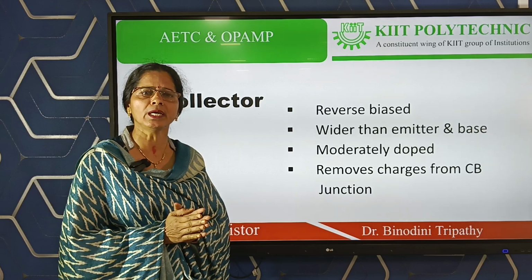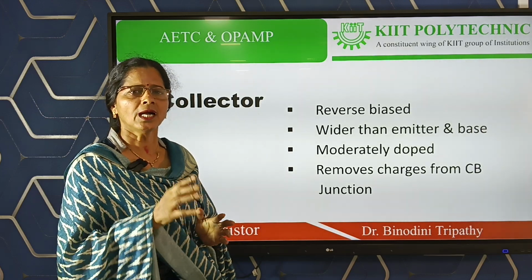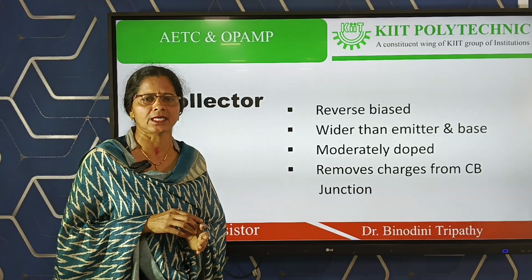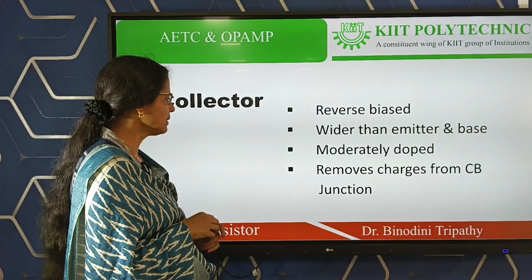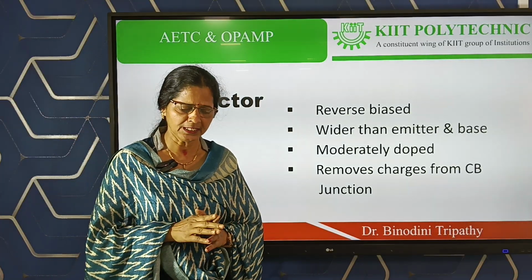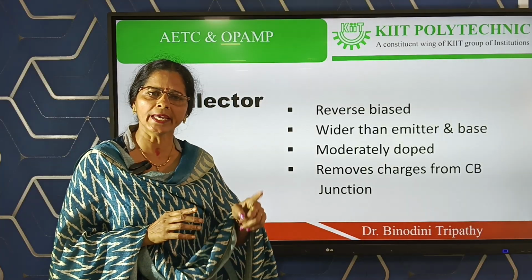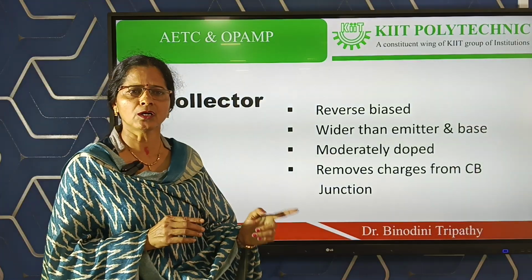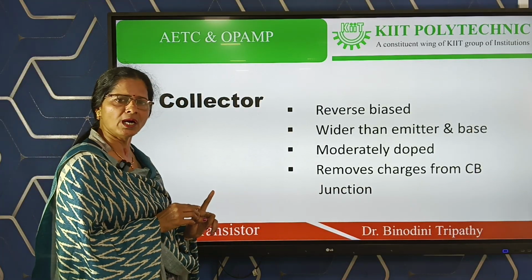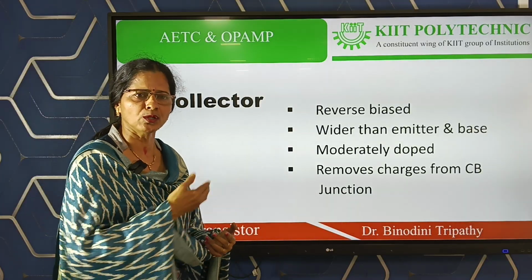Lightly doped means while we are designing or constructing the base region, that portion has fewer impurities added. Then the collector is moderately doped, meaning medium; in this region the impurity amount is not as high as in the emitter, nor as low as in the base. So accordingly we have three words, and we can be very clear. Based on the amount of impurity, we use these words.